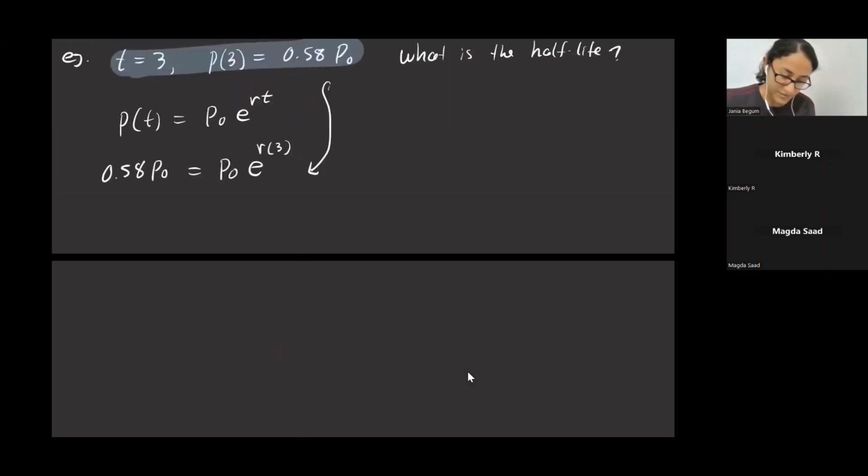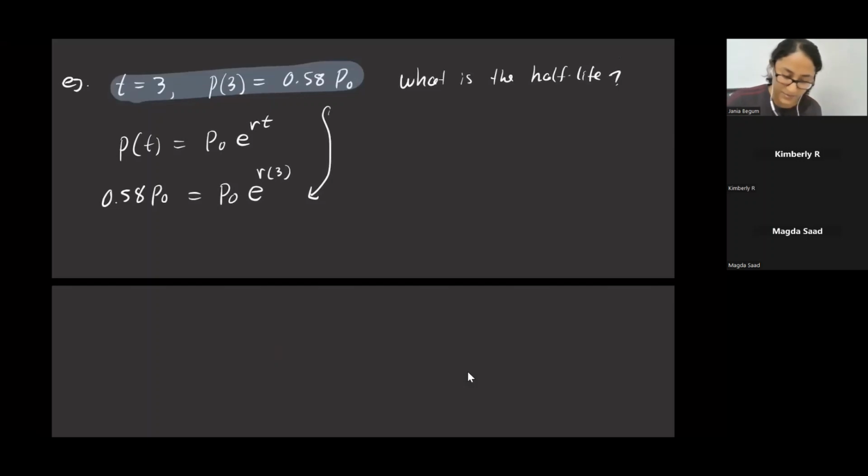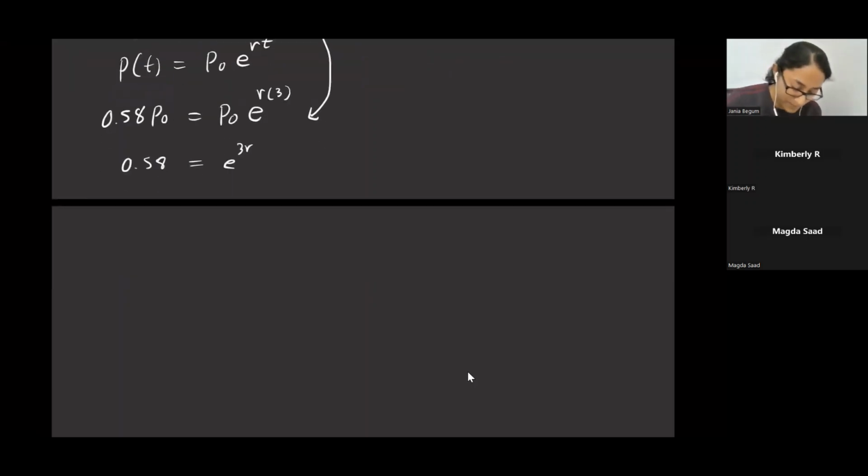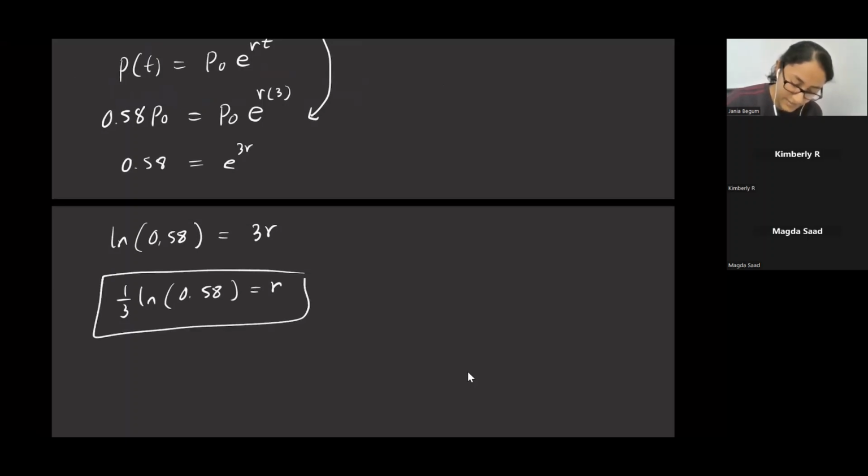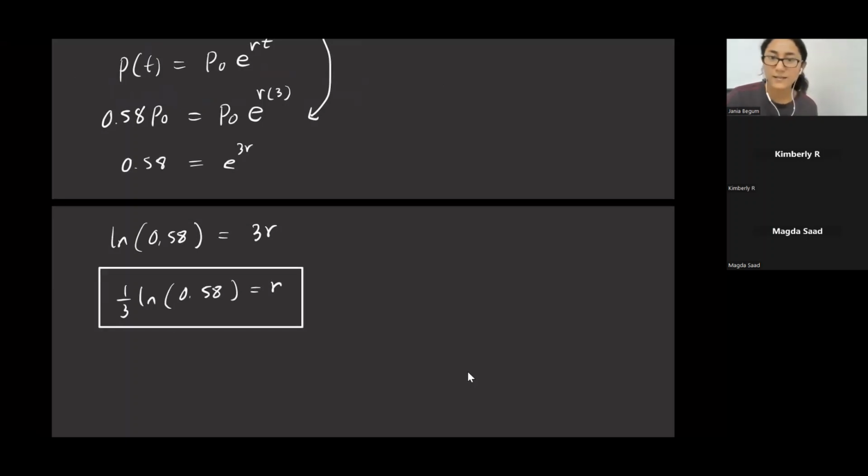Now this will allow you to solve for r. Divide both sides by the initial amount. So you will have 0.58 is equal to e to the 3r. And now we take natural log on both sides. So we have ln of 0.58 is equal to 3r, because e and ln, that's just 1. And then you divide by 3, so you have 1/3 ln of 0.58 is equal to r. So that's the rate at which this is decaying.